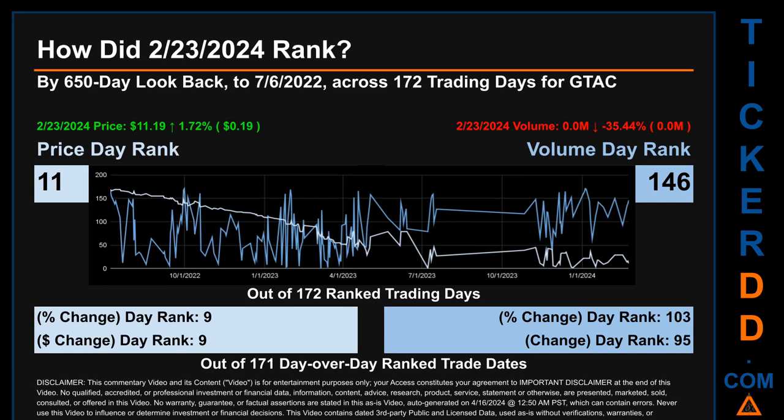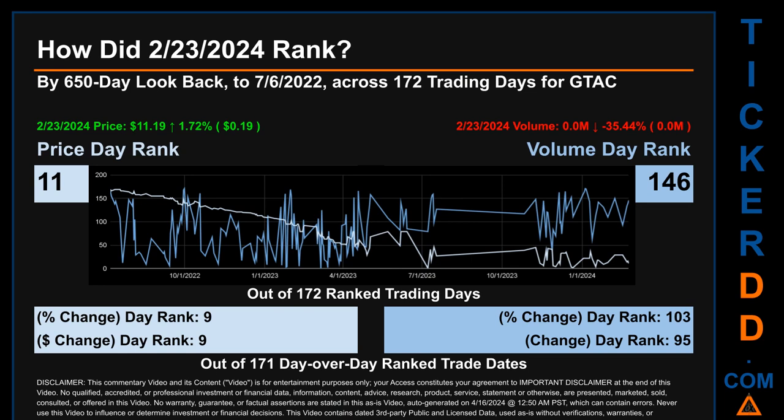How did February 23, 2024 rank for GTAC? By 650 calendar day look back to the 6th of July 2022, across 172 trading days, of which February 23, 2024 price ranked 11 while its volume ranked 146. Each of the 172 trading days were ranked amongst themselves by highest end-of-day price and volume, with a rank of 1 being the highest and 172 being the lowest ranked day.